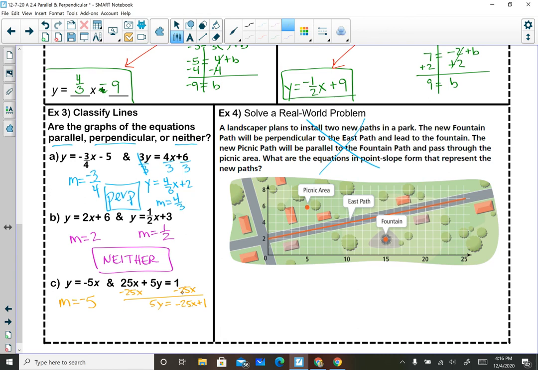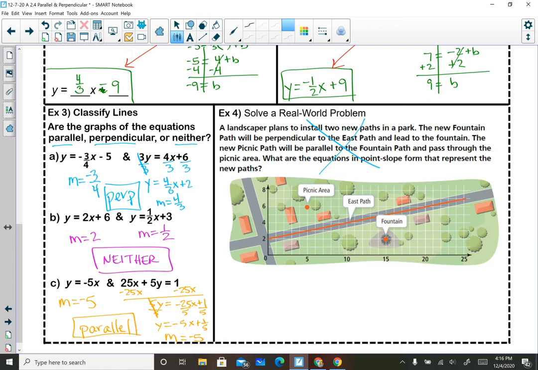So remember, do not combine these. Go ahead and divide by 5. So y equals negative 25 divided by 5 is negative 5x plus 1/5. Well, that's not nice. But that's cool because it doesn't matter. What do we need to look at? The slope. And I see the slope is negative 5, which is the same as this slope. So these lines are parallel.